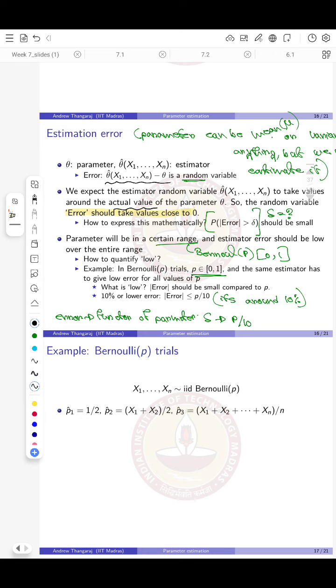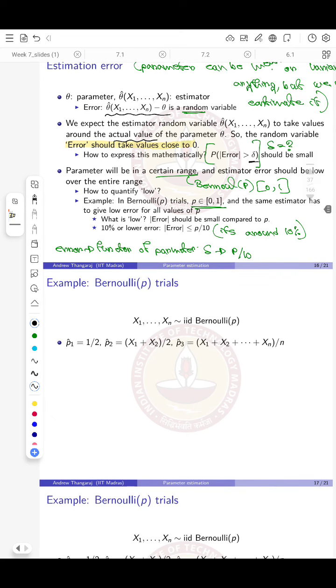That is also how we take the bounds. Like the probability that the absolute value of the error is greater than delta, where delta is some value, has to be small. So through delta we are taking a bound. The probability that the error is greater than delta has to be small. Then, what value should we take for delta? Suppose you take delta as 0.1 and the parameter value is 10 to the power minus 6. That is not a very good delta value.